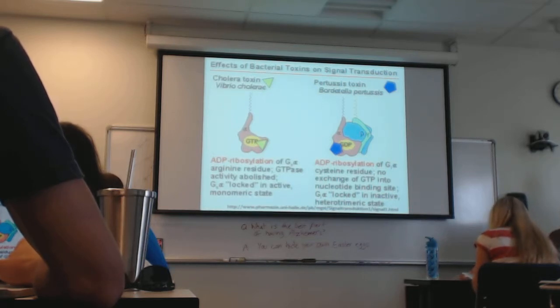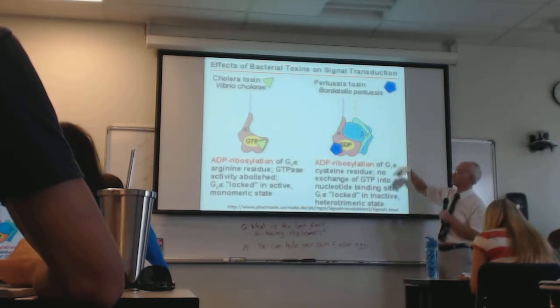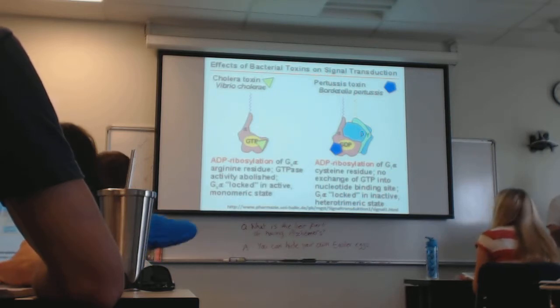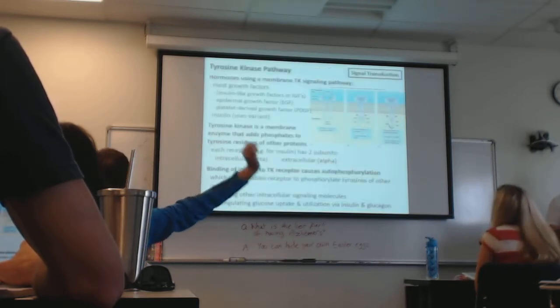Cholera toxin fouls up, you don't need to know the details, but cholera toxin fouls up the G protein pathway. Pertussis, whooping cough. The pertussis toxin does a similar thing. So it's a very common site of nature's toxins.